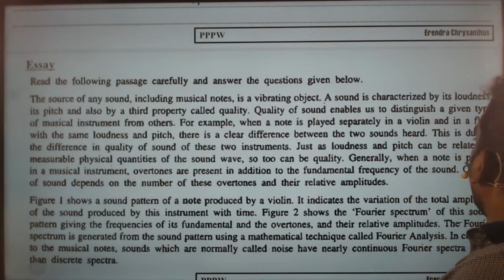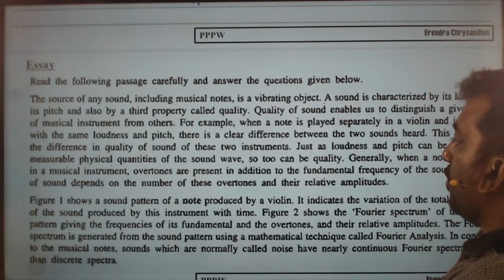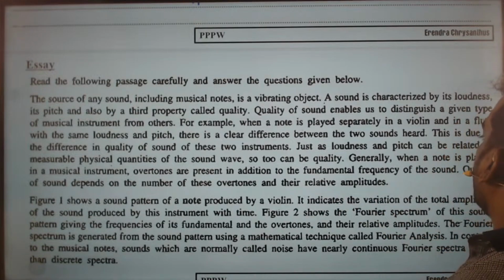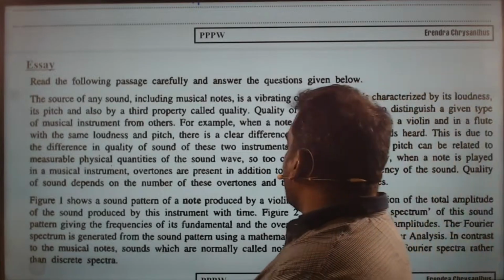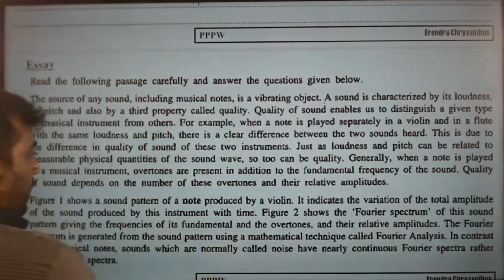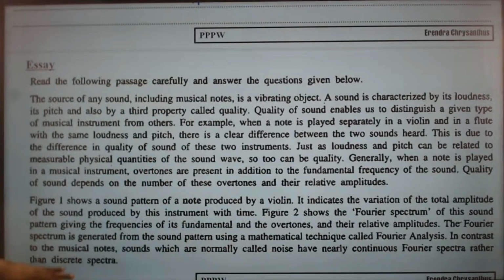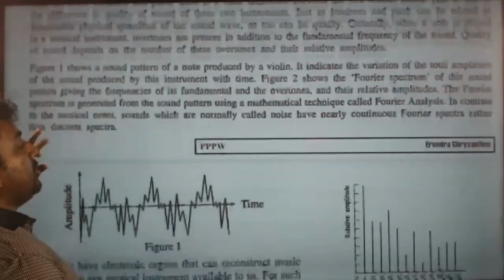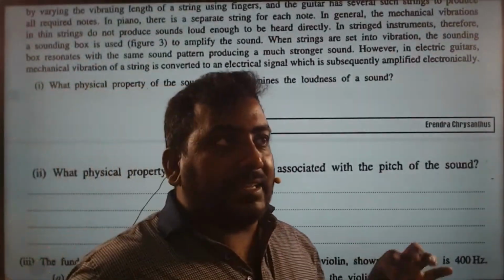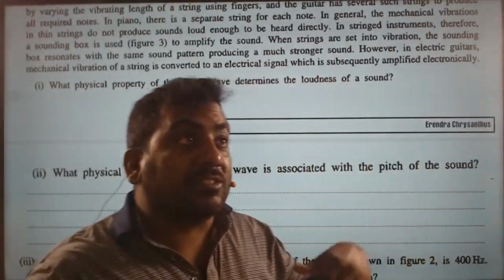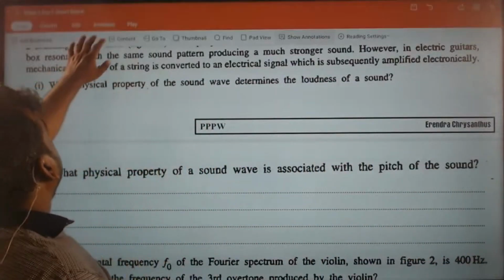Generally, when a note is played on a musical instrument, overtones are present in addition to the fundamental frequency of sound. Quality of sound depends on the number of overtones and their relative amplitudes. Now, they have not told you, which means you should know. Sometimes the answer might not be there in the paragraph because you should anyway know that. It's part of basic theory.